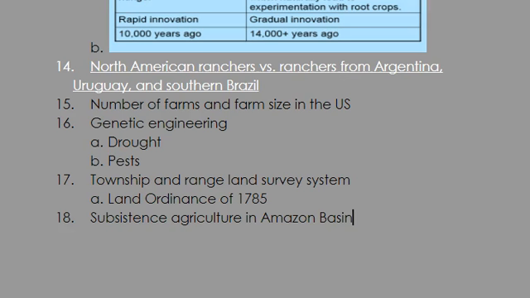And finally, the most common place in the world to practice subsistence agriculture is the Amazon basin, which makes total sense because there's a lot of water there, a lot of vegetation, and so it's easier to grow stuff. However, deforestation and over-farming has been a problem lately in the Amazon basin.